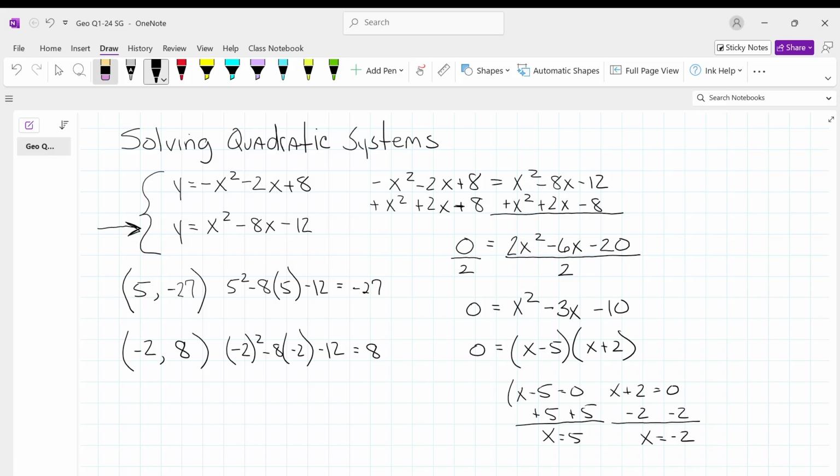And right here. So your two solutions, the 2 points where these two parabolas intersect, are at 5, negative 27, right here, and negative 2, positive 8. Any questions on any of those steps? All right, then we're going to do one more, and then I'm going to give you some practice to do.